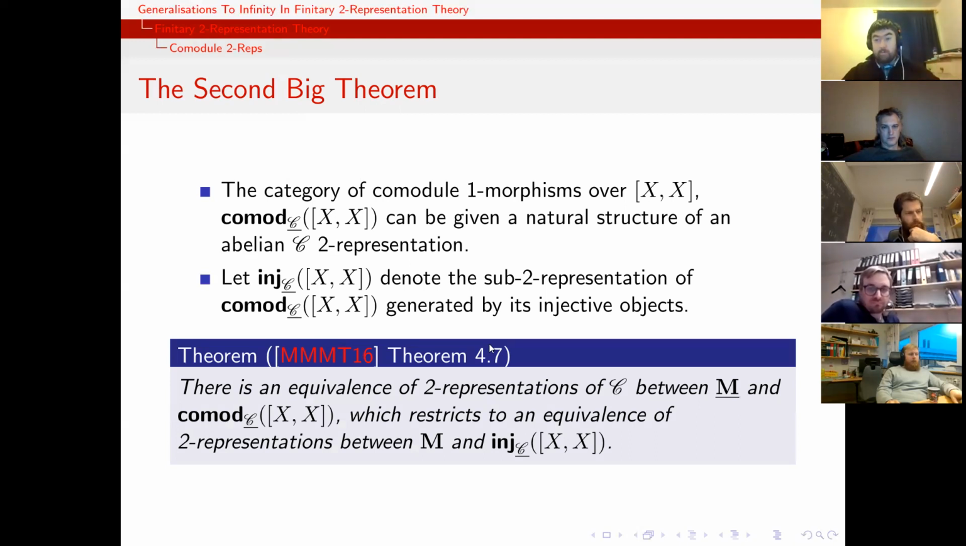there is an equivalence of two representations of C between M underlined, so the abelianization of M, and this co-module two representation. And further, and most importantly, this restricts to an equivalence between M itself and the two representation given by the injective objects. So again, we have this M and M underlined, which is some external concept. It could be a very wide range of things potentially. And we're saying it's equivalent to the co-module two representation and the injective sub two representation. And these are, again, internal structures. We define them entirely using information coming from C.